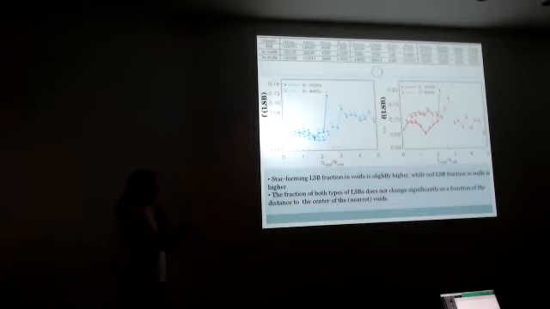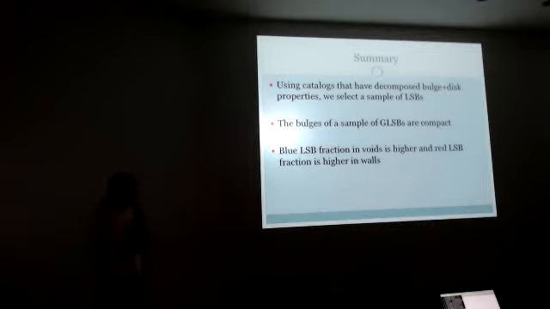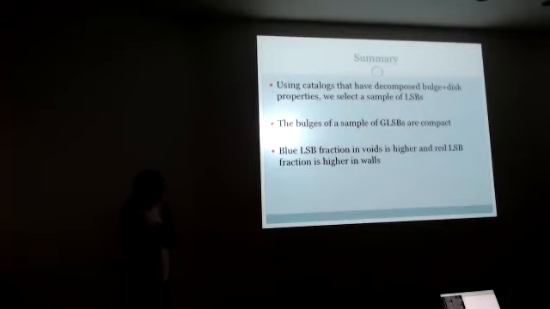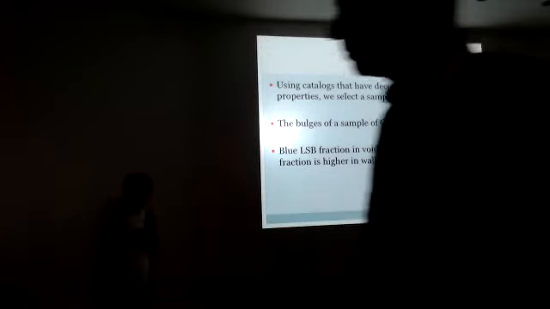Okay, I'm actually done. This is more or less what we are doing right now, and this is a summary. We use the catalog that has decomposed the bulge and disk properties to select a sample of low surface brightness galaxies, and it seems that for a sample of giant low surface brightness galaxies, the bulges are compact compared to local early type galaxies. Comparing the environments of this sample, it looks like the blue low surface brightness galaxy fraction in voids is higher, while it is the opposite for the red low surface brightness galaxies.